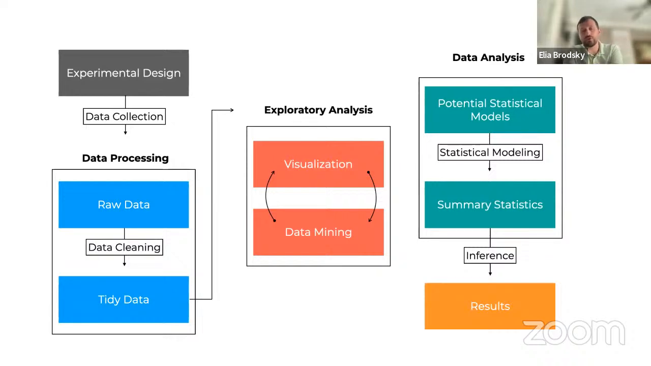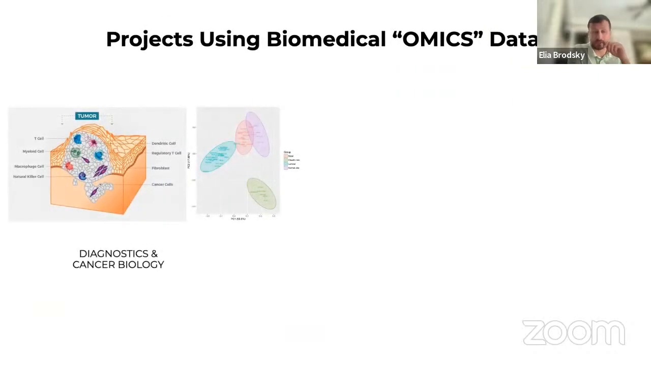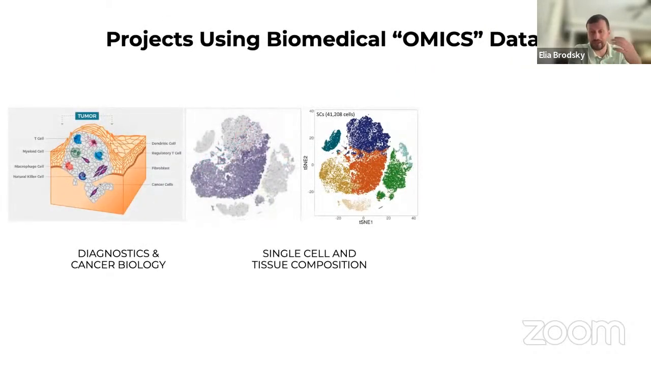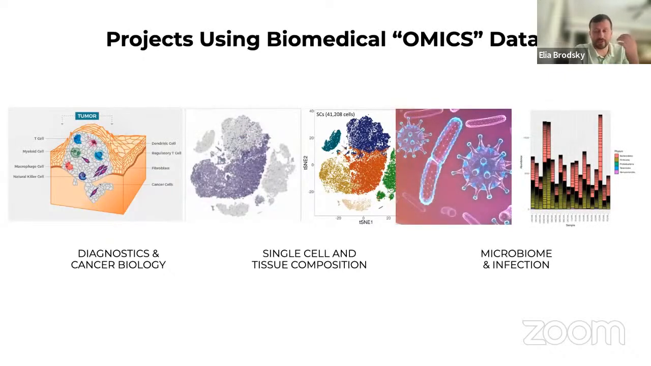So again, what we will do is we will use some case studies. And all of these case studies are going to rely on omics data. So we will look at diagnostics and cancer biology, single cell and tissue composition, and we'll also look at microbiome and infection. And you'll be able to choose a number of curated data sets that will be provided to you to kind of play around with and develop a project of your own at the end of this course, at the end of this training program.